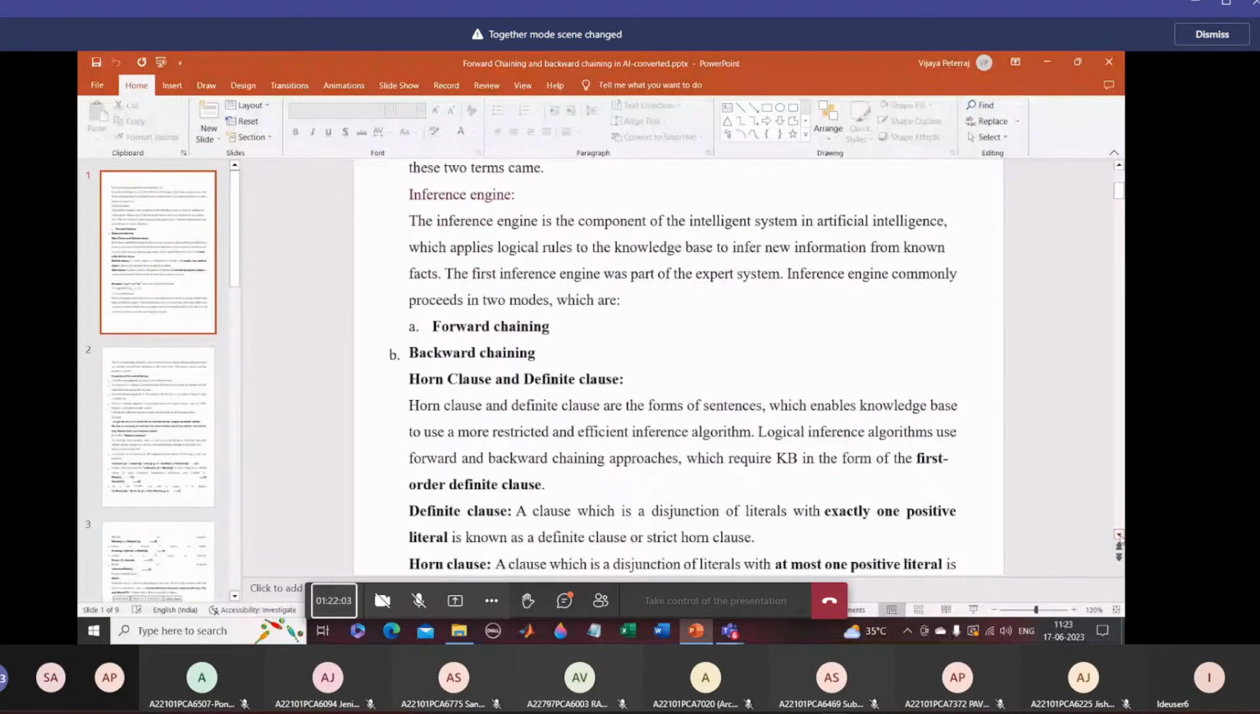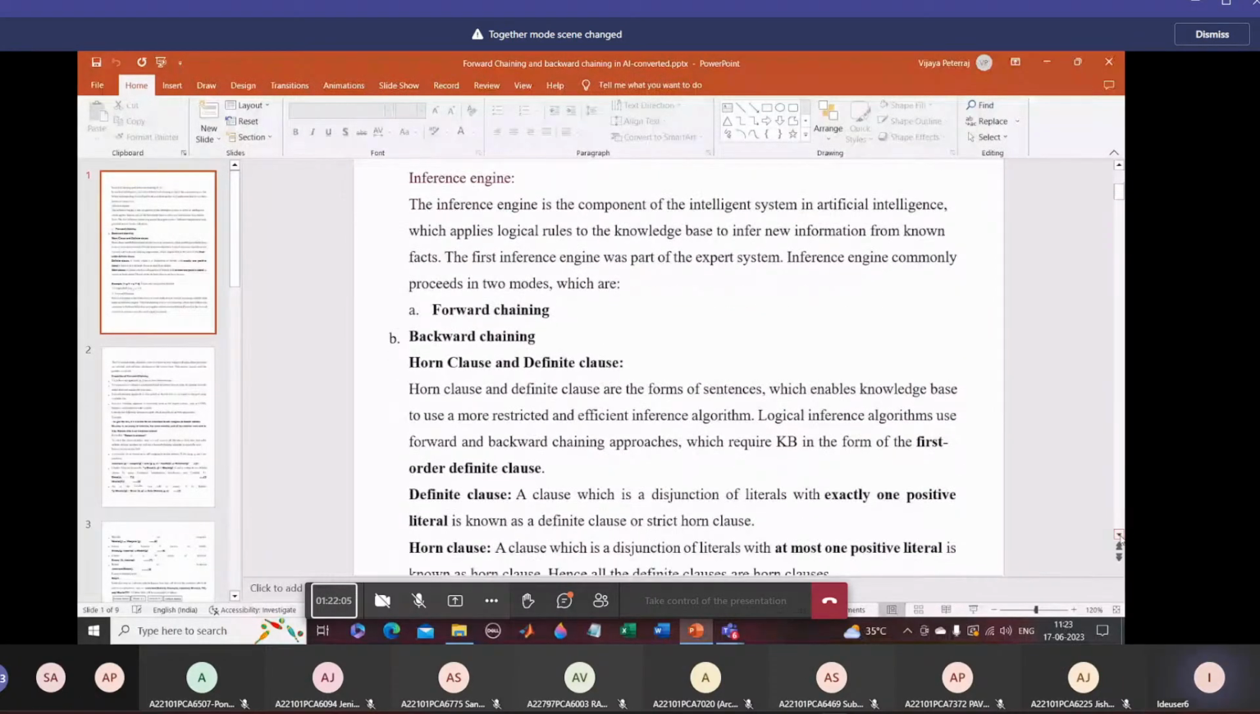So we have Horn clauses and definite clauses. So what is the Horn clause? These are the forms of sentences. It will enable your knowledge base to use more restricted and efficient inference algorithms if you are using these two. And logical inference algorithms use forward and backward chaining approaches, and they need a knowledge base in the form of first order definite clauses.